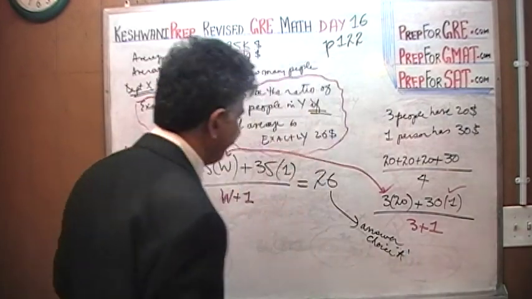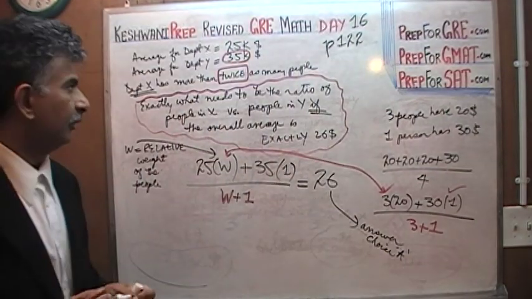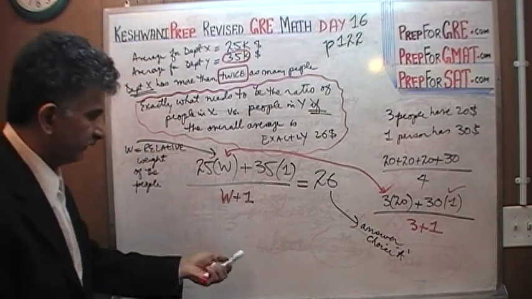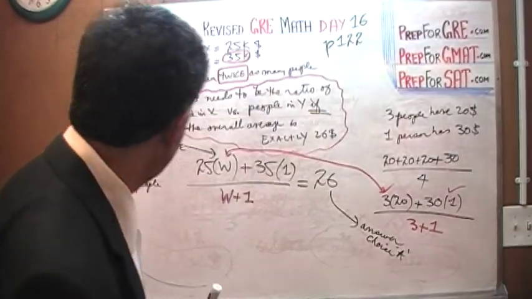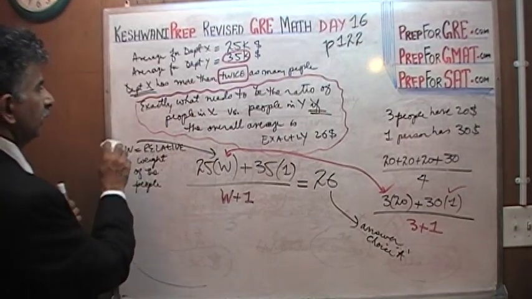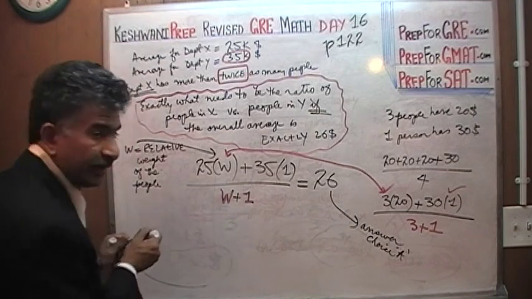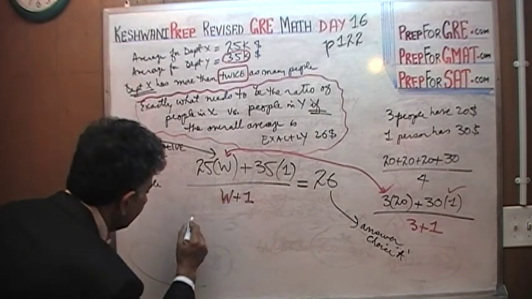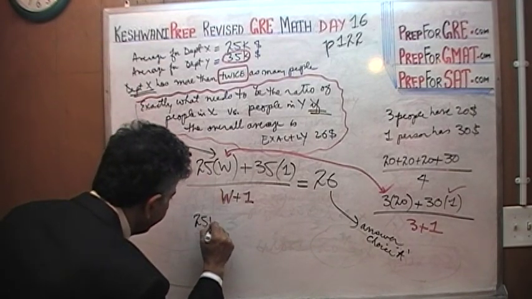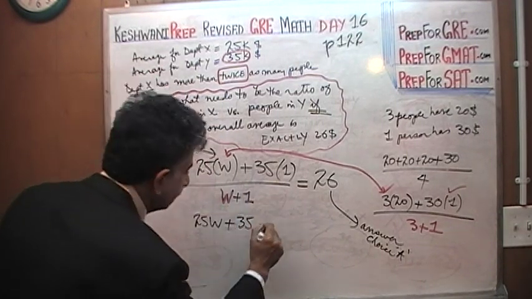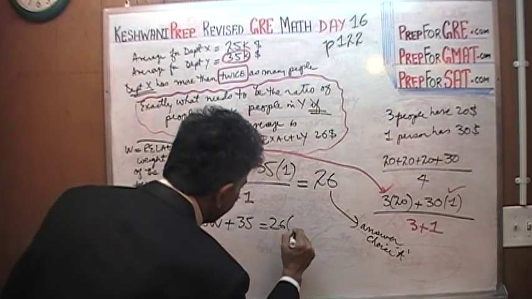Now all we have to do is solve for W. I'm going to do it on the top here because I know it's getting very crowded here. So I'm going to erase all of this that we do not need. Or perhaps we can continue here. It's not actually that bad. So 25 times W is just 25W plus 35 equals 26 times W plus 1.